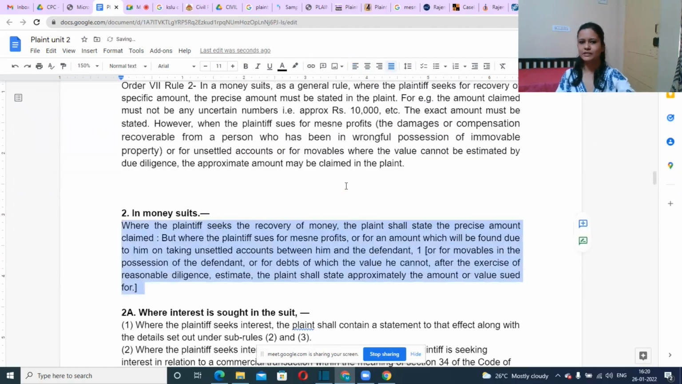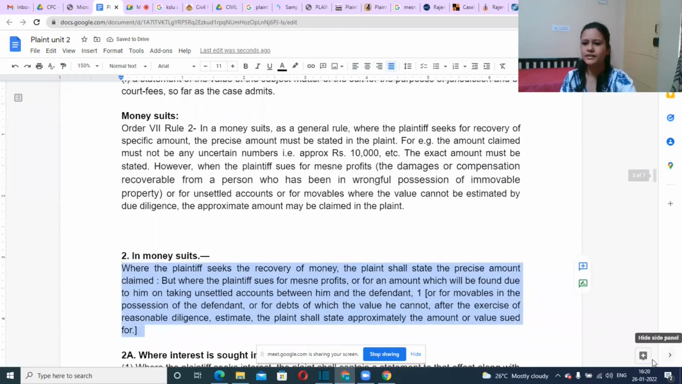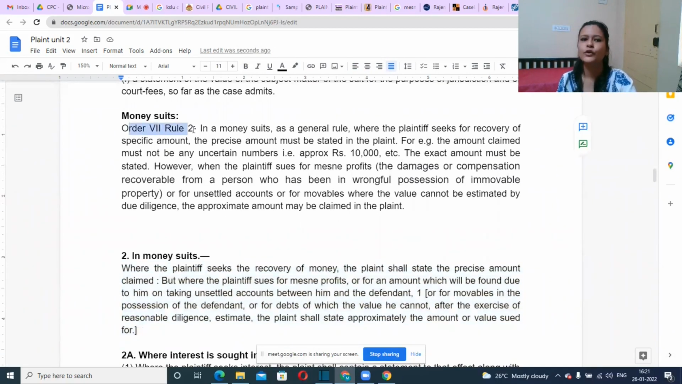So if the plaint is for a money suit, a person is claiming some amount of money, in that case, what needs to be mentioned? So Order 7, Rule 2 talks about a money suit. As a general rule, if the plaintiff is seeking recovery of some specific amount, say I had given 90,000, now I want to get back my amount, in such a case, it's necessary that the precise amount, the exact amount, is mentioned in the plaint.